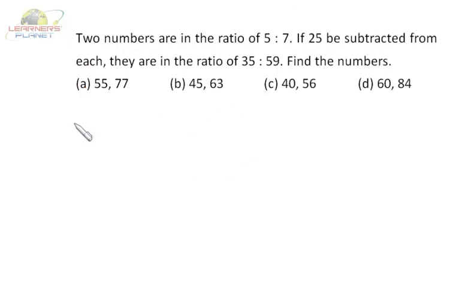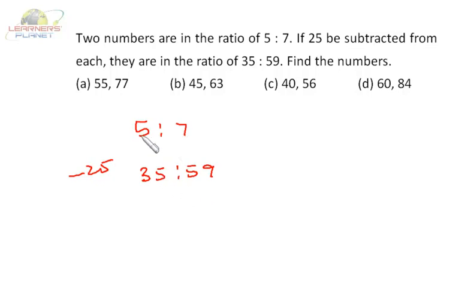Now let's see this problem. Two numbers are in the ratio 5 is to 7. If 25 is subtracted from each, they are in the ratio of 35 is to 59. Find the numbers. So the present ratio is 5 is to 7. If 25 is subtracted, we get the ratio as 35 is to 59.